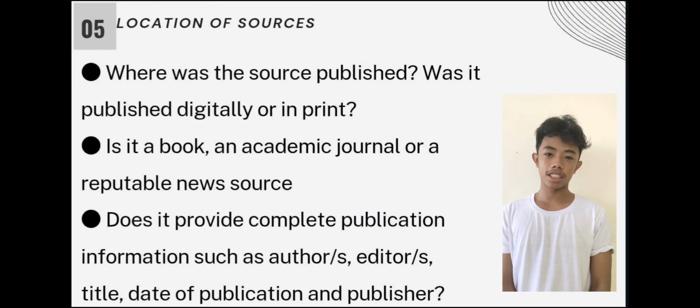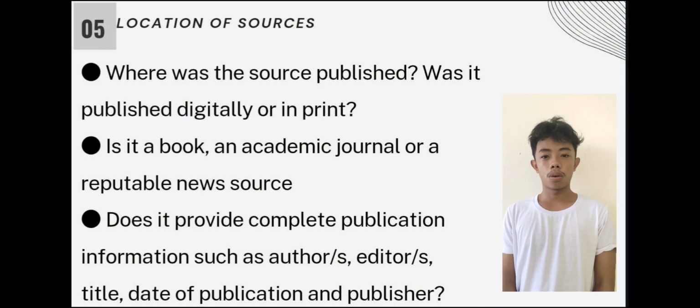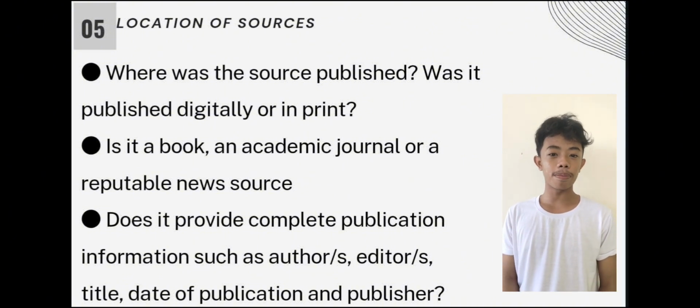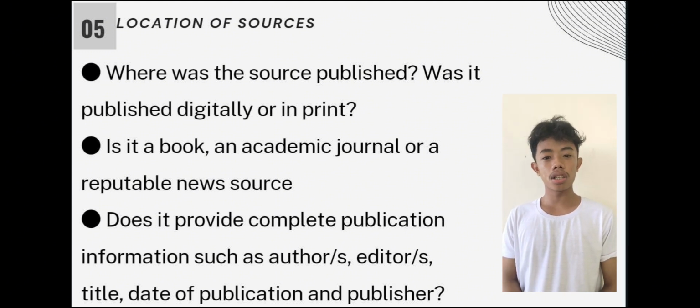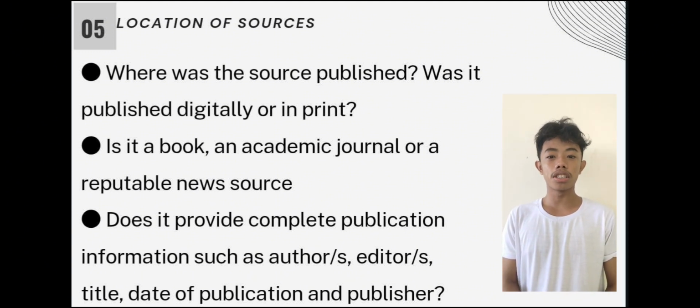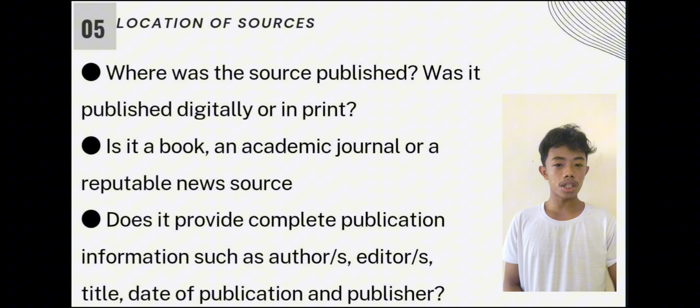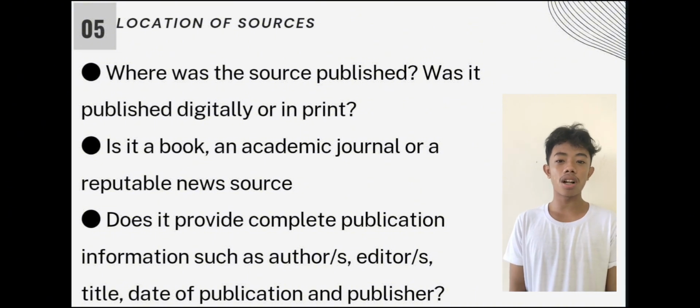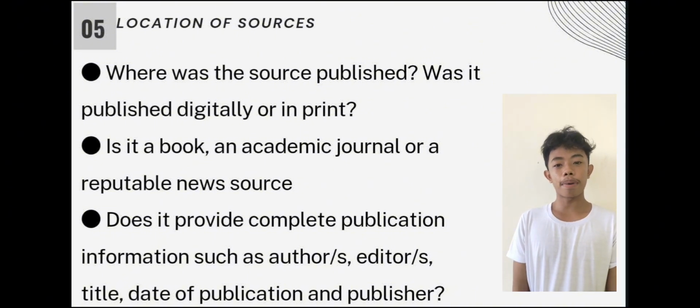Fifth, location of the sources. Where was the source published? Was it digitally or in print? Is it a book, an academic journal, or a reputable news source? Does it provide complete publication information such as authors, editors, title, date of publication, and publisher?